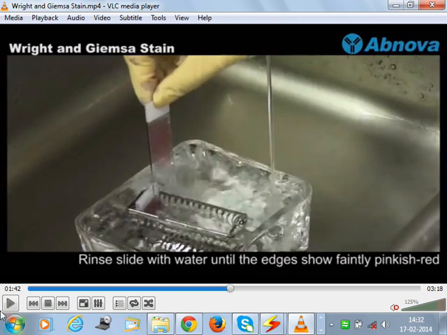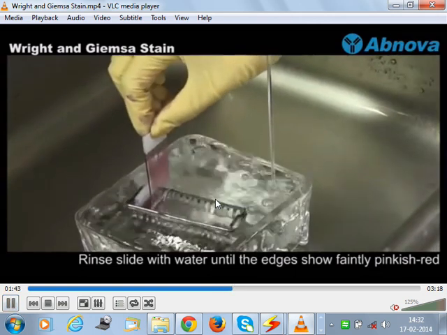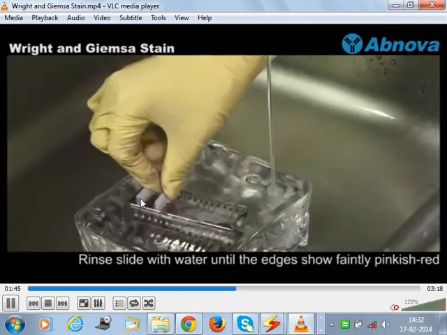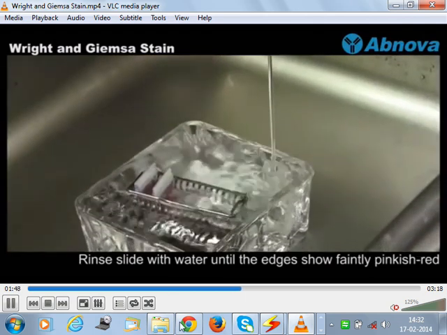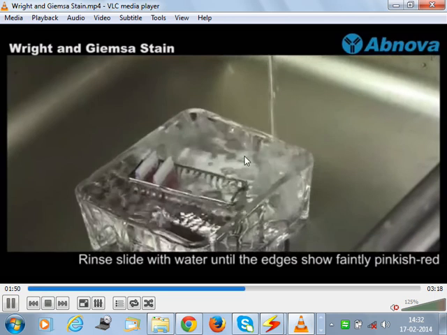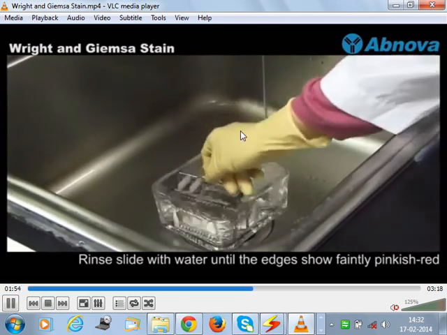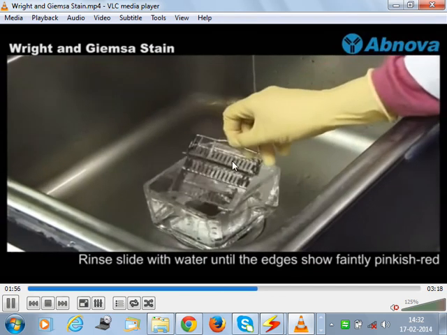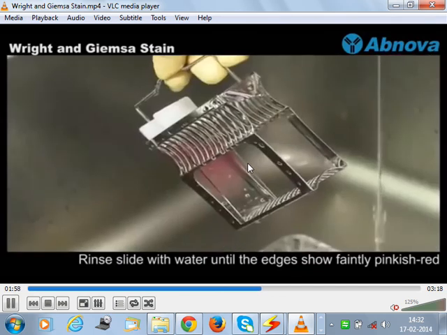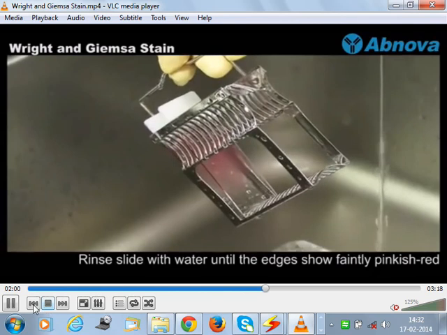We don't have such apparatus where we keep it under water for cleaning. We won't be doing that. So don't take this as something which you will be doing. The whole idea is what? Remove the stain from the slide. Only the stain, not the smear.